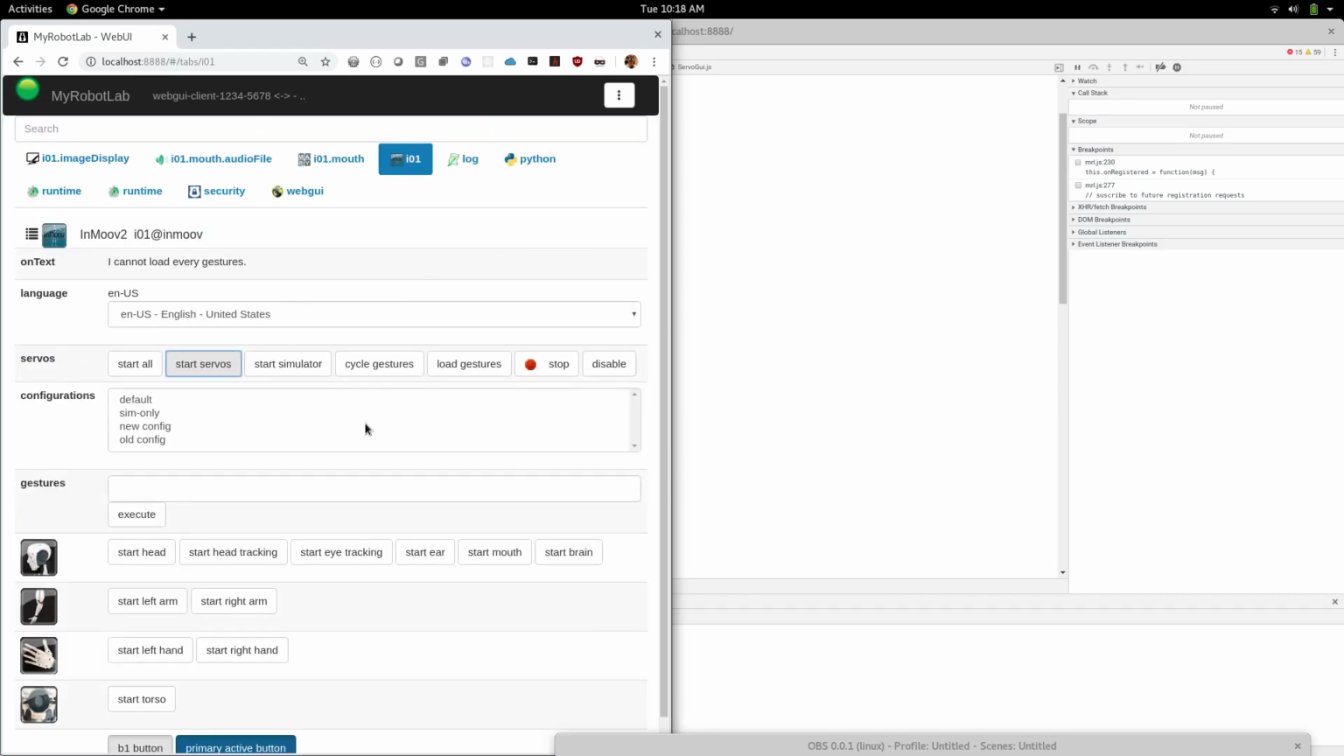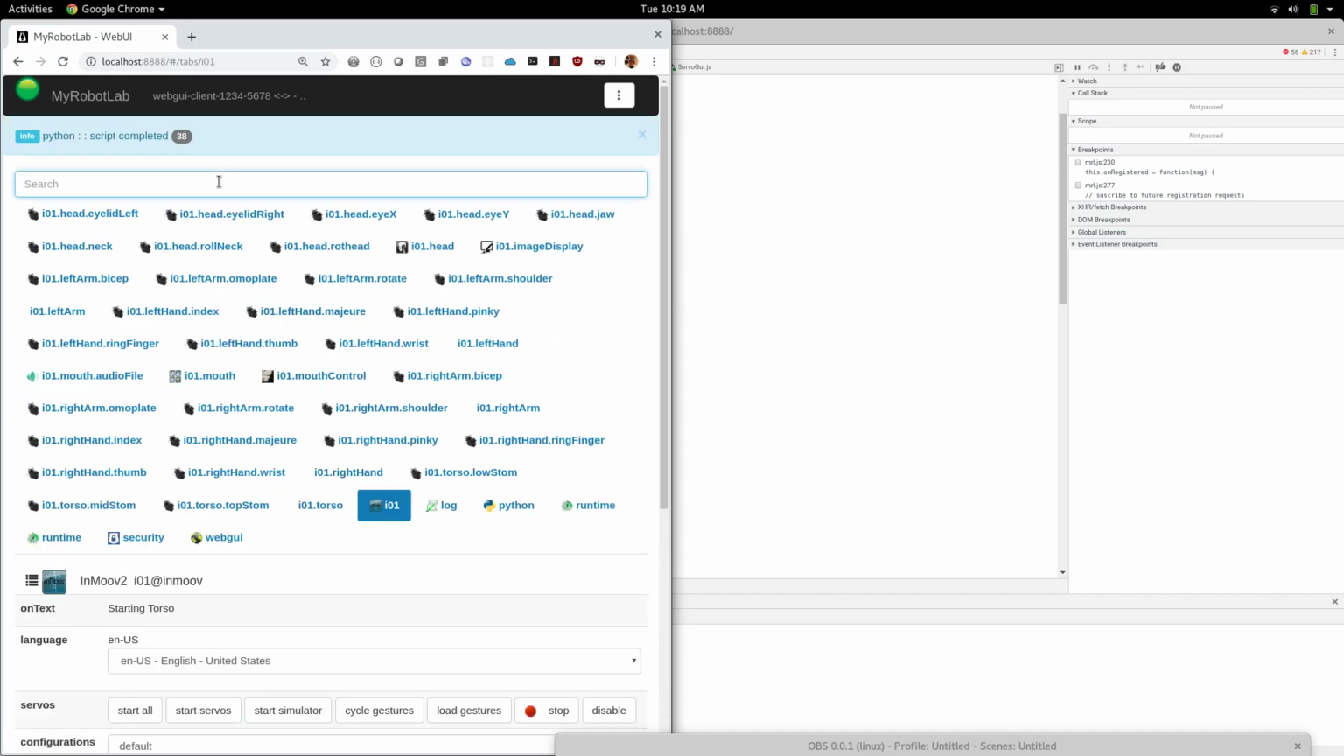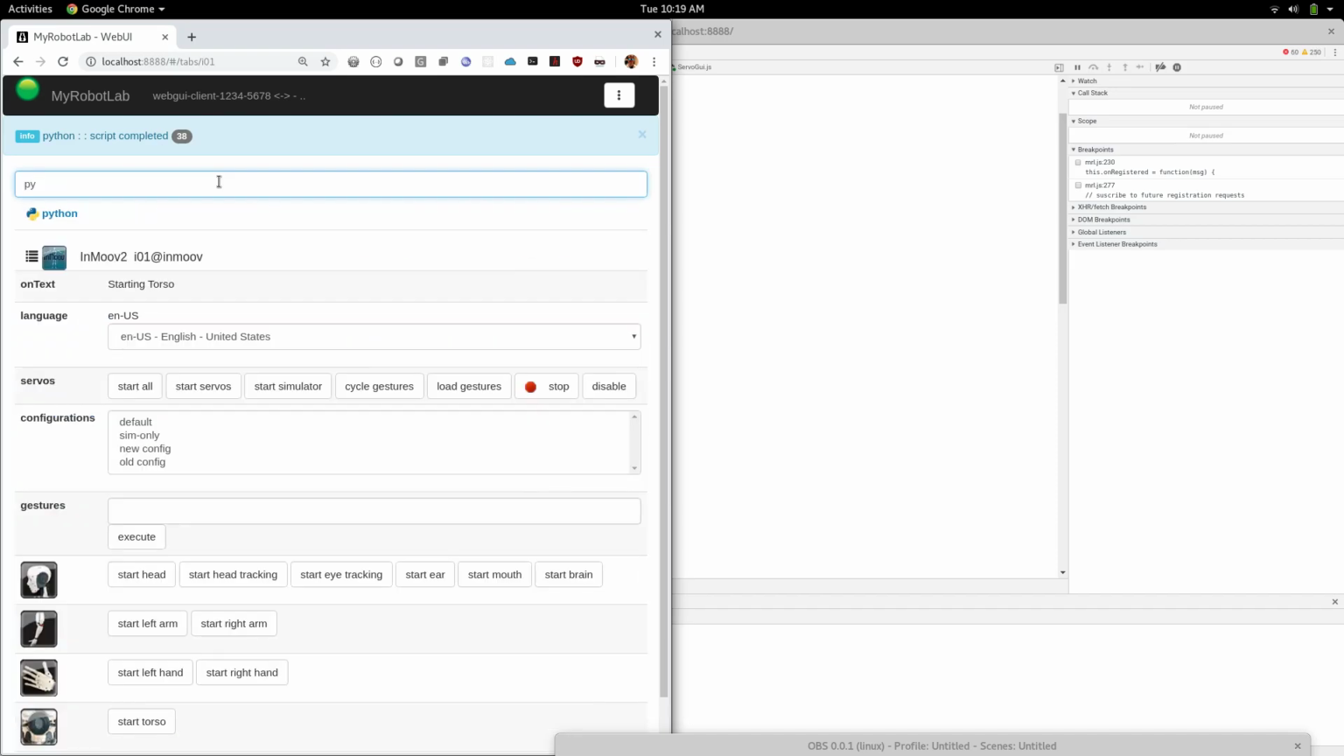Starting head. Starting mouth control. Starting left arm. Starting left hand. Starting left arm. Starting right hand. Starting torso. Starting simulator.